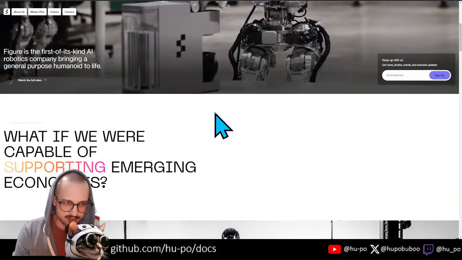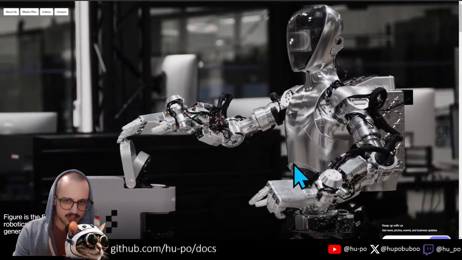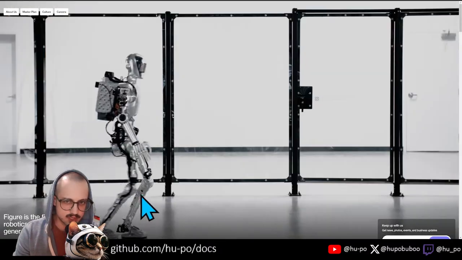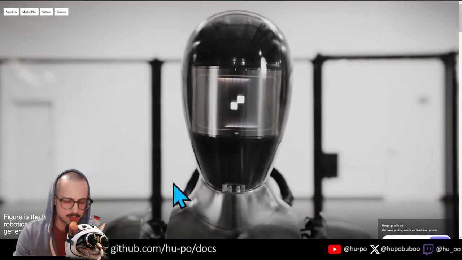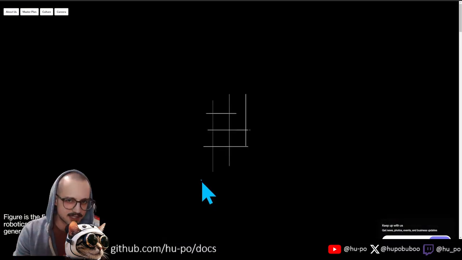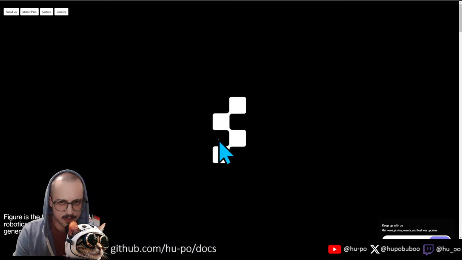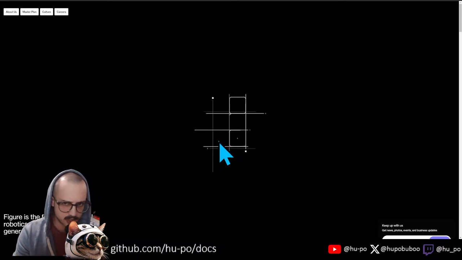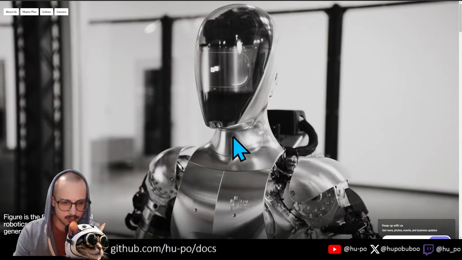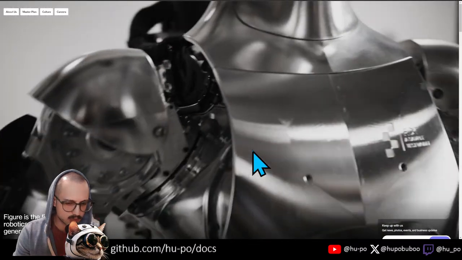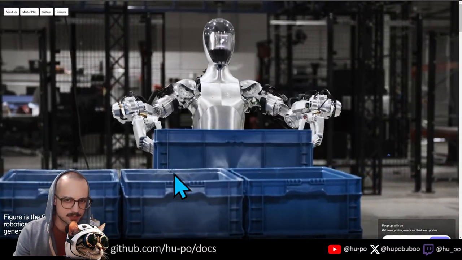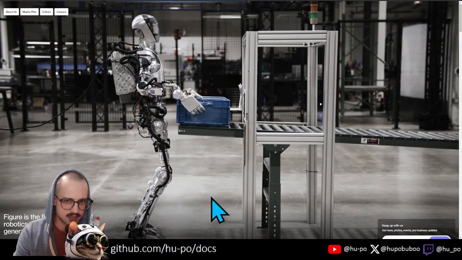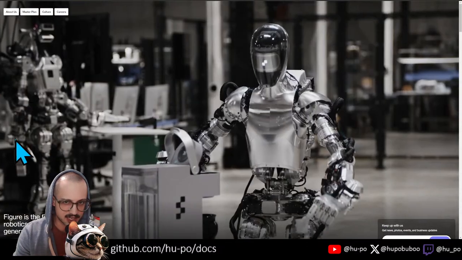And here I have the Figure one, so you guys probably have heard about this one. This is the company that OpenAI decided to partner with, and some people are speculating that this is where the whole Elon drama comes from, where Elon wanted them to partner with Tesla. They ended up partnering with this one. These guys raised a huge amount of money, but I'm just going to be honest with you, the robot is not impressive. Look at that. You see that? That's called a tether.